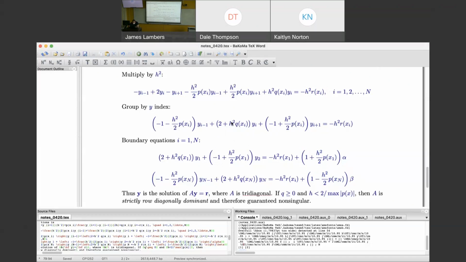because this is for row i, so we have ii, that's the diagonal, row i, column i minus 1, that is the subdiagonal, and here we have row i, column i plus 1, that is the superdiagonal. So we have a tridiagonal matrix.